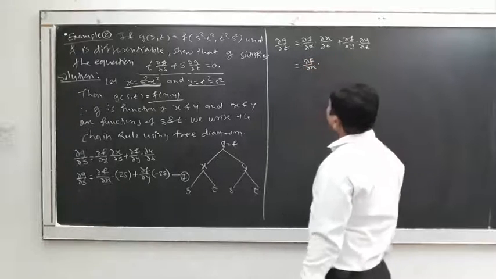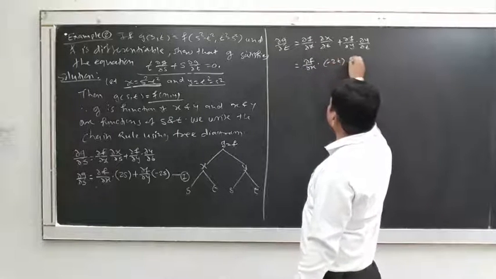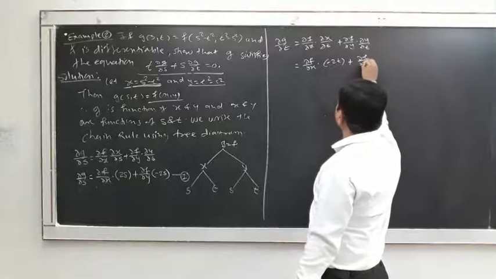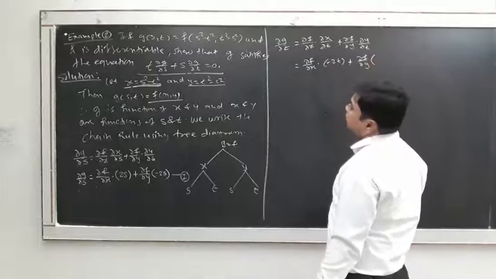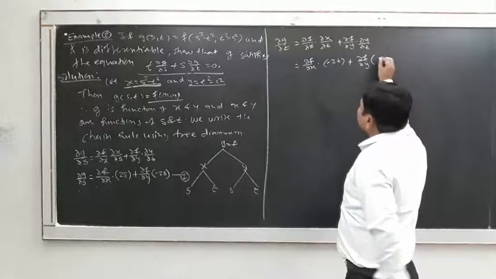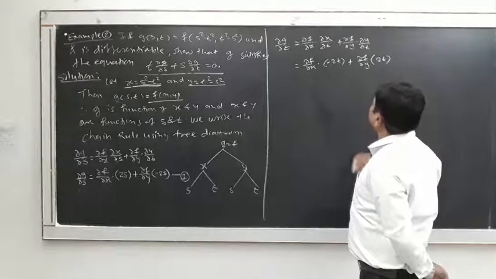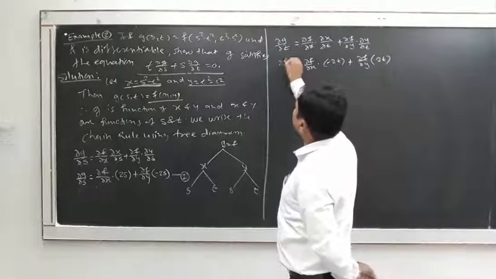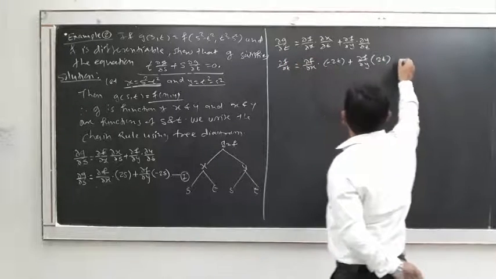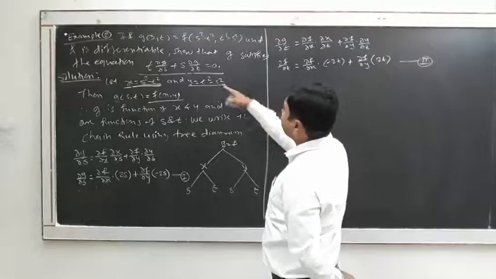Now what we have to put? ∂x/∂t should be minus 2t, plus ∂f/∂y, and ∂y/∂t, what we are getting here, it should be 2. So this is our equation number 2. Now we have to prove these things.